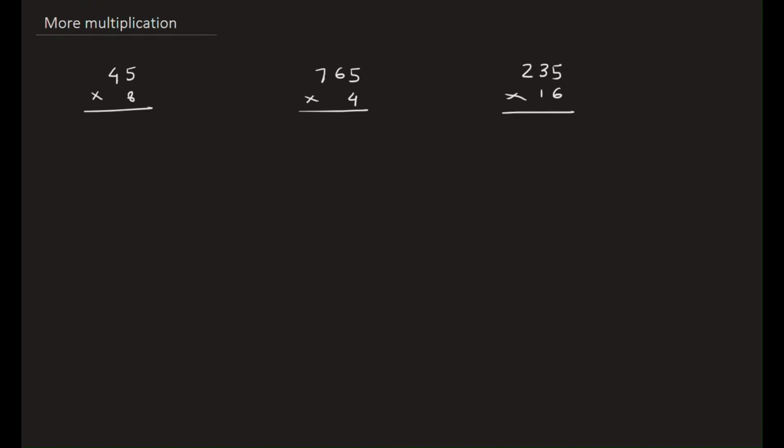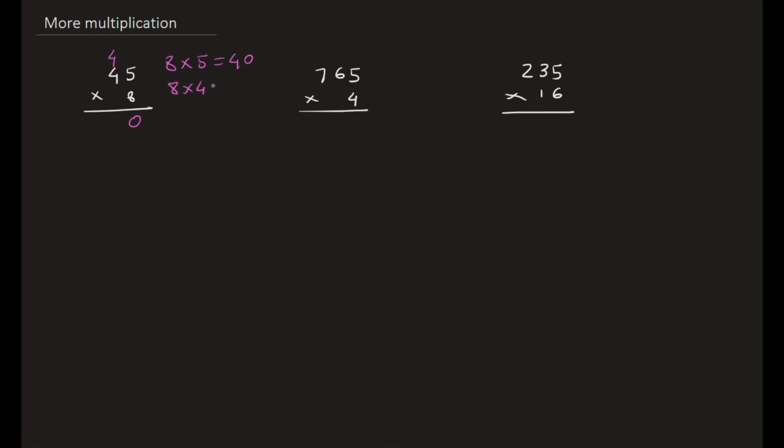Next, let's try the next sums in multiplication. The first is 45 times 8. It is pretty simple. So I have to multiply 8 with each digit in 45. So first I do 8 times 5 equals 40. So in the ones place 0 comes and this 4 is carried over in tens.